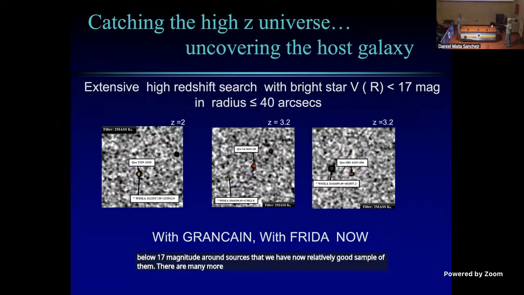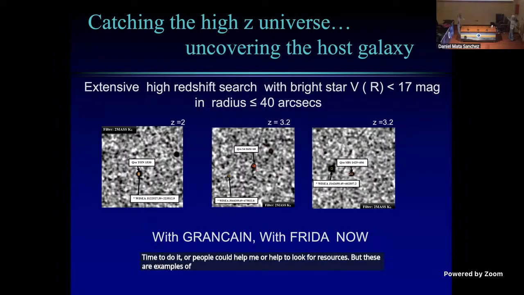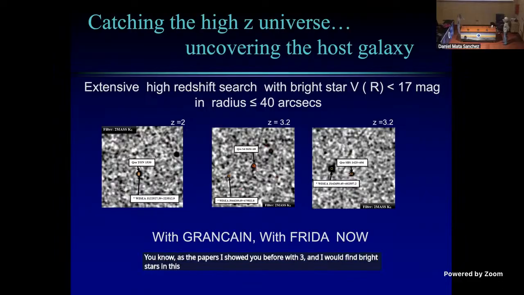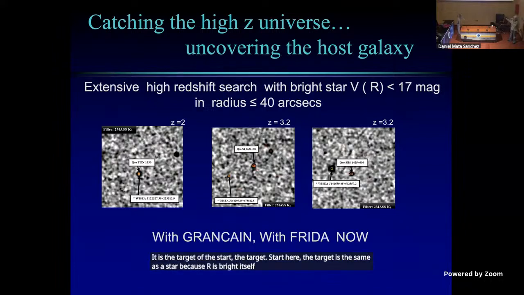It's something that I do when I have time, or when I have people that could help me or help to look for resources. But these are samples of relatively high resolution sources. As a high resolution example, I showed you before with the university, I only get a resolution of 3, and we found bright stars nearby. Here is the target and the star, and the target is the same as the star because it is bright itself. These sources we can do right now.